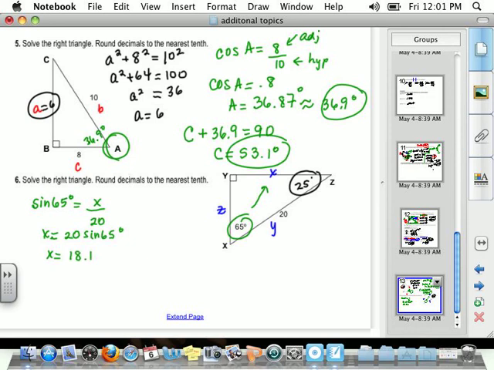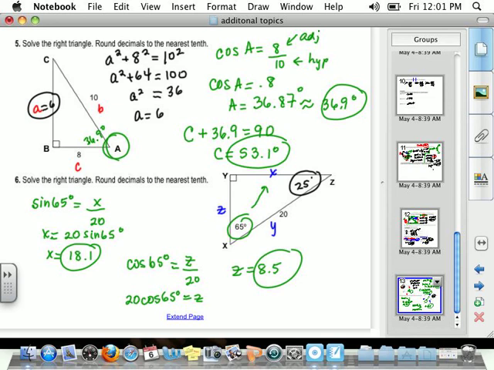Okay, so let's use the angle we were given originally, 65. We need to use the hypotenuse somehow. If I'm finding x, that's opposite. So I need to find opposite and hypotenuse. So sine, right? I have sine of 65 degrees equals opposite, so x, over hypotenuse, so 20. So x is going to be whatever 20 times sine of 65 is. Did anybody get that one? 18.12, so 18.1, good. Okay, so we have that.